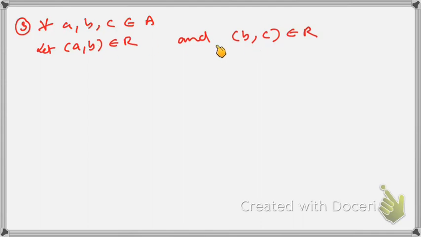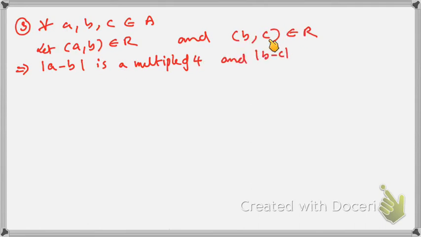So we have this assumption, we continue working on that. (A, B) belongs to R implies that modulus of A minus B is a multiple of 4. Similarly, now (B, C) belongs to R implies modulus of B minus C is a multiple of 4.